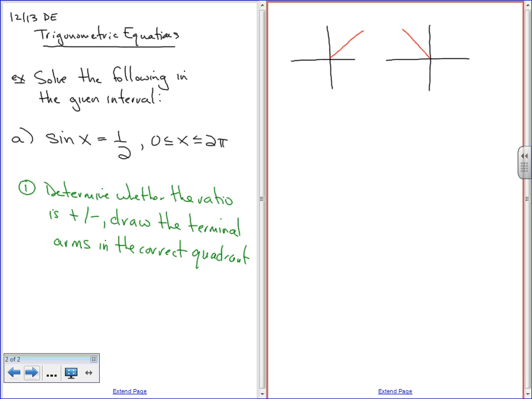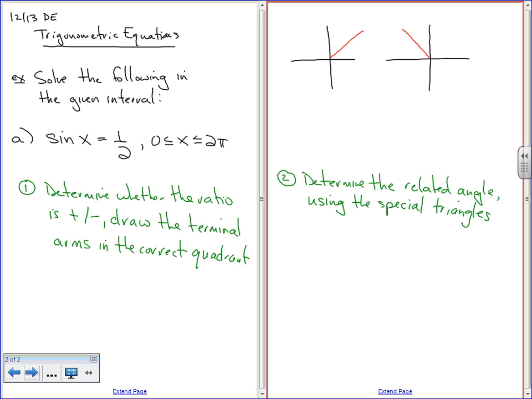The second step is to determine the related angle using the special triangle. Okay, so now I want to determine the related angles using the special triangle. So I want to determine the size of this angle in here.